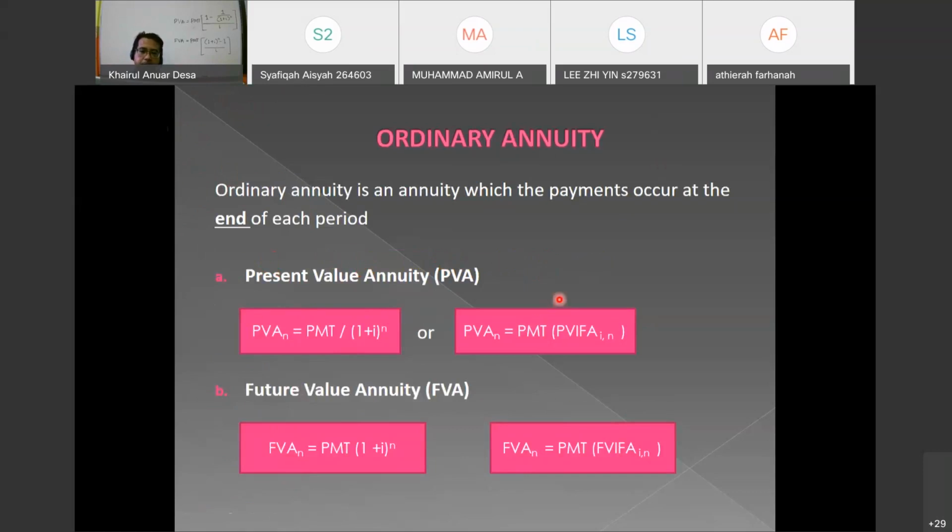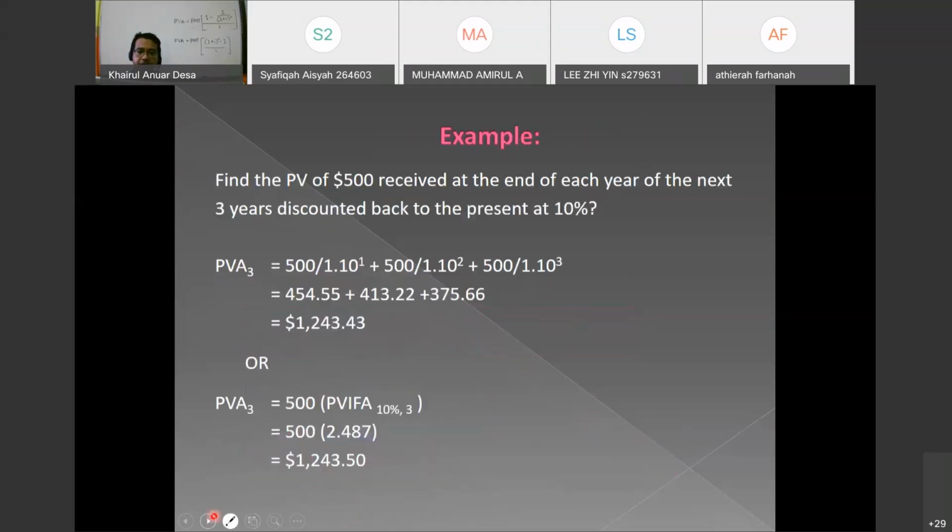Okay, this is the formula of the present value annuity. Dia macam ni, present value annuity. And also this is the formula for future value annuity. Right? This is using the table. Macam nampak table itu, table tu ada bahagian ataupun section untuk annuity, future value annuity and the present value annuity.